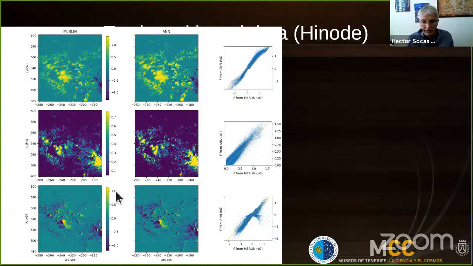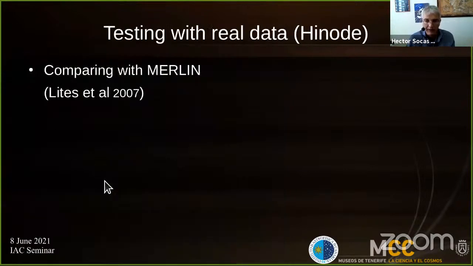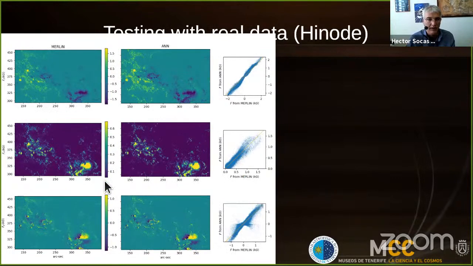So we have this active region. We also tested with another active region, which is this one here. So there's 2 different active regions at 2 different locations on the sun, and you can see that the results are very much comparable.